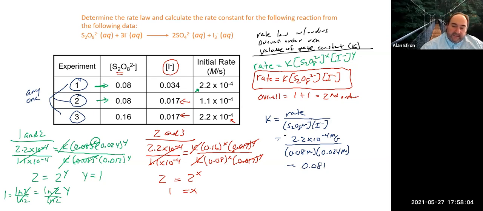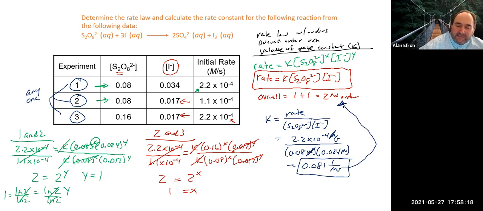And what are the units here? Molarity on top and a molarity on the bottom will cancel, giving us our 1 over molar seconds. And again, perhaps you can see a theme. 1 over molar seconds, as we saw just a second ago, again, are the units typical of a second order sort of rate law overall. Any questions on where any of the numbers came from?